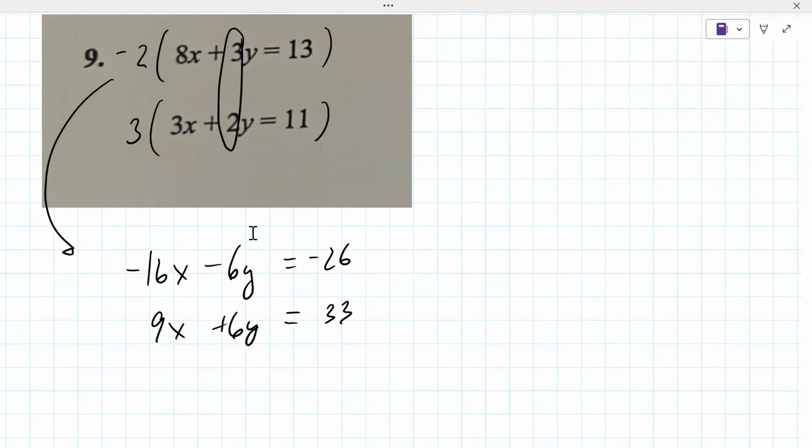X equals 1. It's -7x equals 7, x equals negative... Oh, yeah, -1. Which means y equals 7. All right, and then you can try that in the other equation. It does work. Good.